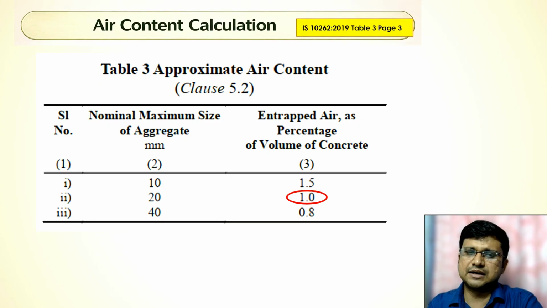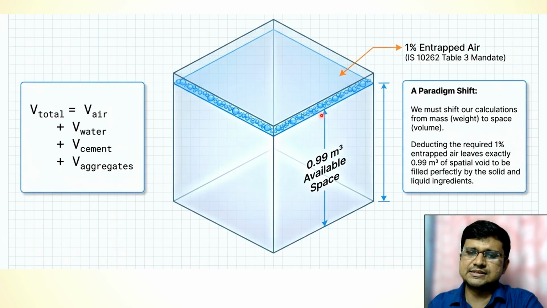So now, after that, we have to go for air content. Now, this is also important. Our code prescribed 3 different values for 3 different nominal maximum sizes of aggregate. And you will get it from table 3. Our nominal maximum size of aggregate is 20 mm. And for 20 mm nominal maximum size of aggregate, the entrapped air in percentage is 1%. So 1% will be air, the rest 99% will be the rest. So 1% is already occupied by air, 99% is available for water, cement, and different types of aggregates.